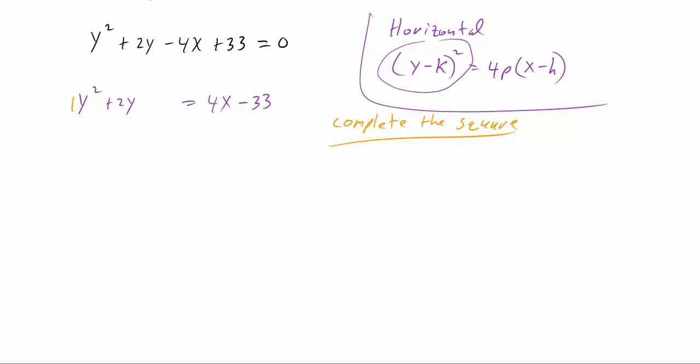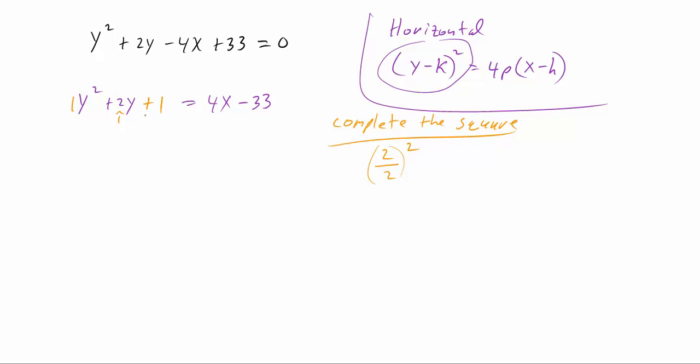So if we want to complete the square, we're simply going to take our b value, and the b value here is the coefficient of the y. So we're going to take that b value, we're going to take half of it, so we're going to take 2 divided by 2, and then we're going to square that quantity. So 2 divided by 2 is 1, 1 squared is 1. So that means we're going to add 1 here, and that's going to make this a perfect square trinomial.